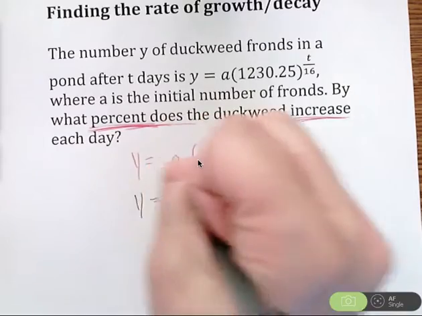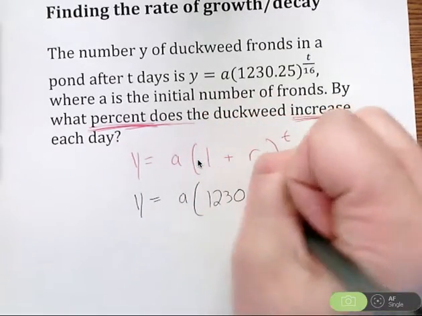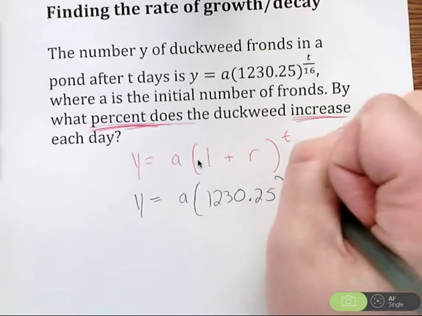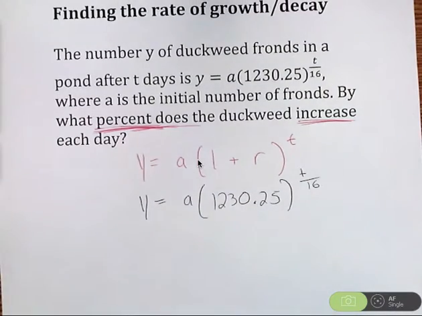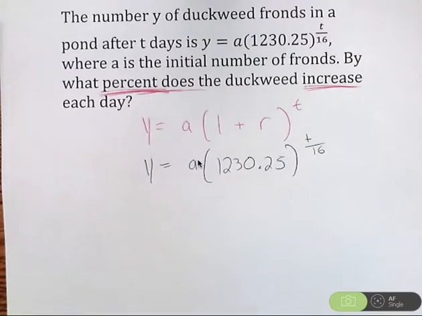So I'm going to rewrite this right below it. So we have y equals a times 1230.25 to the exponent t divided by 16. Now the thing with this is these are very similar, but I don't have this 1 plus or minus r, all that on the inside. Instead of just having t as the exponent, I have t divided by 16. So what we want to do is separate this t and that divided by 16. Here's how I'm going to do that.